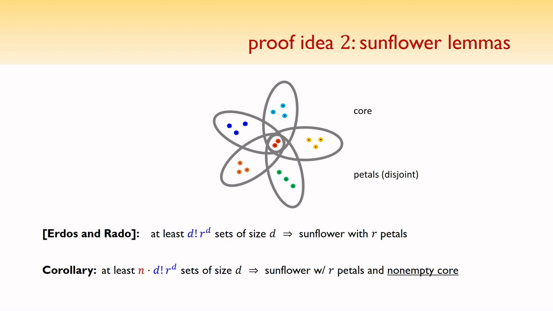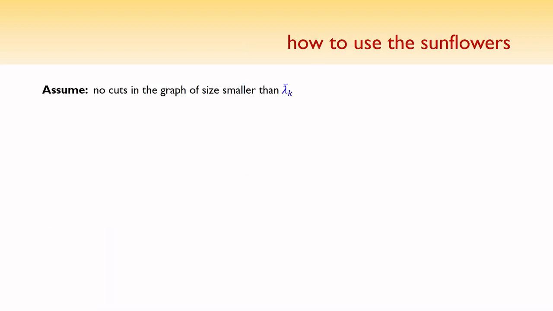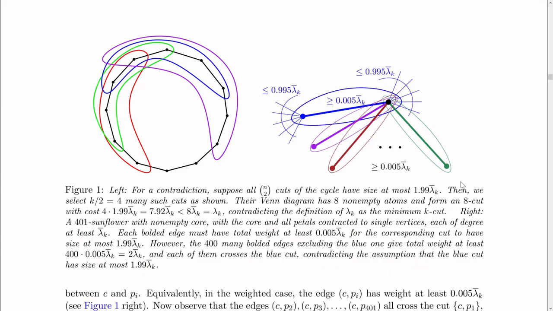Essentially, what we show is that the set of small cuts in the graph cannot have a large sunflower with non-empty core. So why is that? Let's make a minor technical assumption, which is there are no cuts in the graph with size smaller than lambda k bar. So the proof is essentially this picture right here, where we imagine that we contract the core and the petals to single vertices. Now, by assumption, the graph has no cuts of size less than lambda k bar, so the vertices themselves have a degree at least lambda k bar. Now, each of these sets is a small cut, so its size is at most 2 minus epsilon times lambda k bar. Here, let's say this is like 1.99 times lambda k bar.